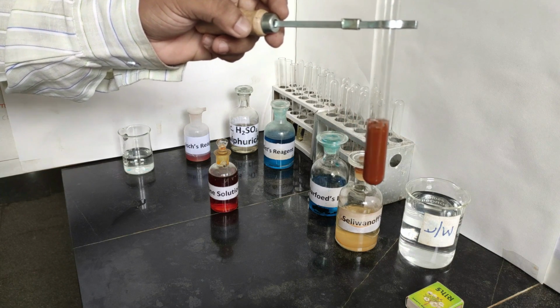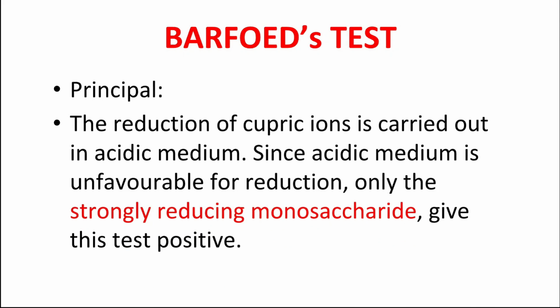Let's talk about the Barfoed test. Now this test is specific for monosaccharides, which are strongly reducing in nature. The test is almost identical to Benedict's test, but there is one difference. Let's see it in the principle. The Benedict test is done in an alkaline medium, in contrast to this, the Barfoed test is done under acidic medium.